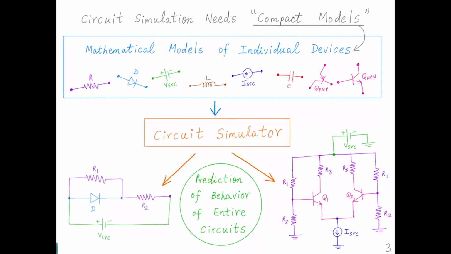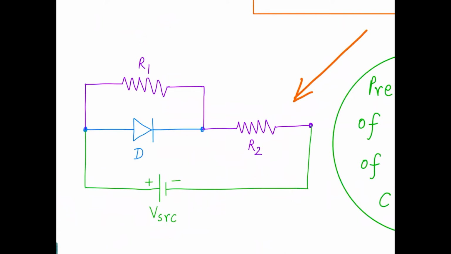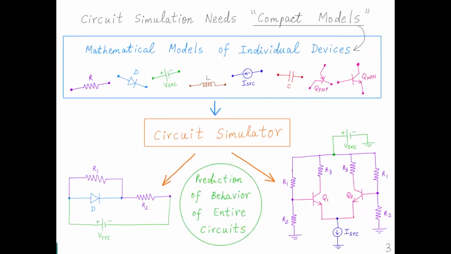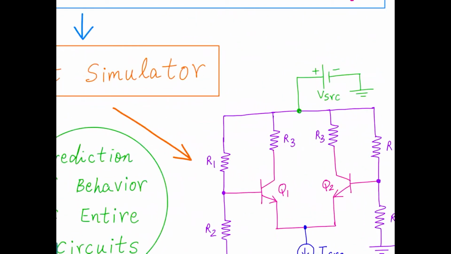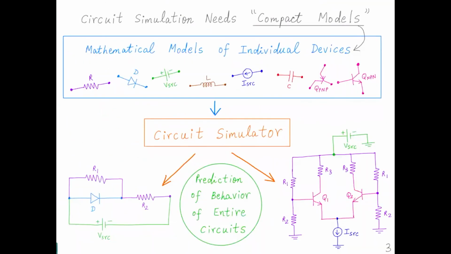So for example, this is a circuit that's got a diode and two resistors in it. And this is a different circuit. This is actually an amplifier that uses some resistors and transistors and so on. You tell the circuit simulator how each individual device behaves, and the circuit simulator can then use that information to try and predict how the circuit as a whole will behave.